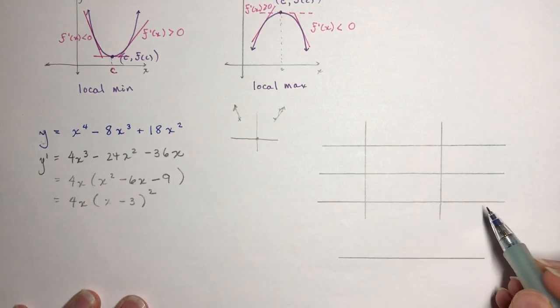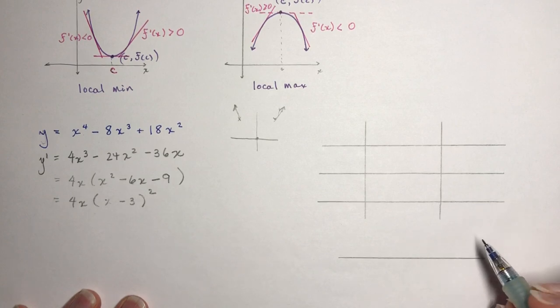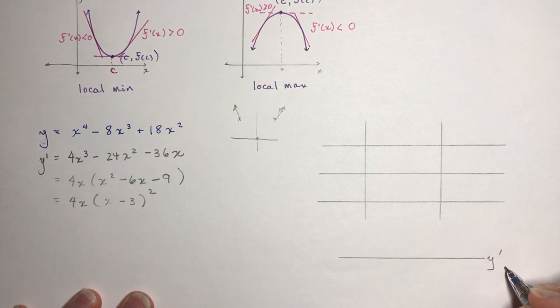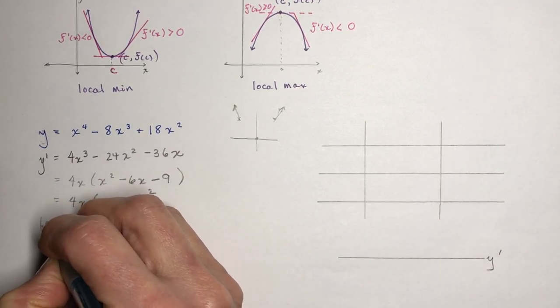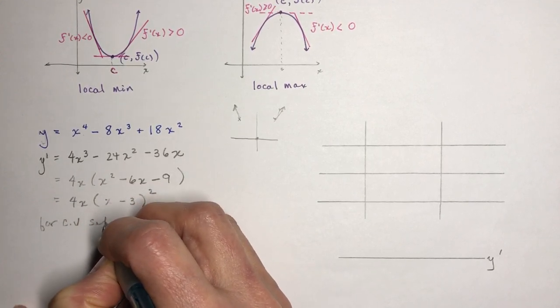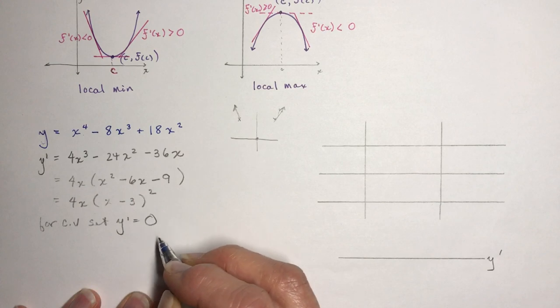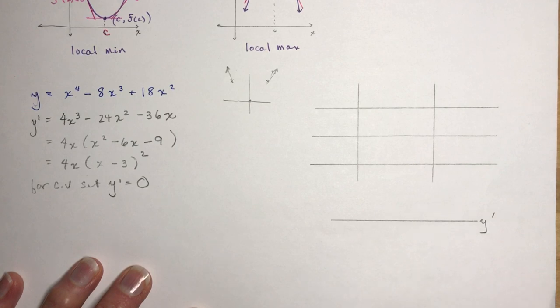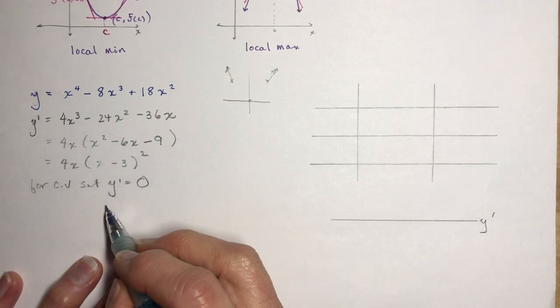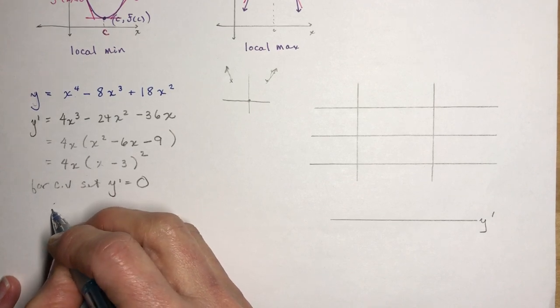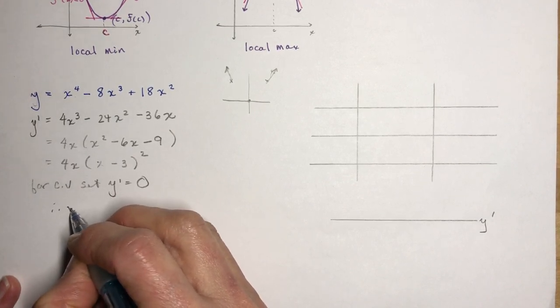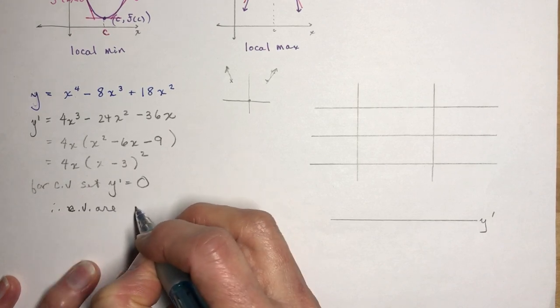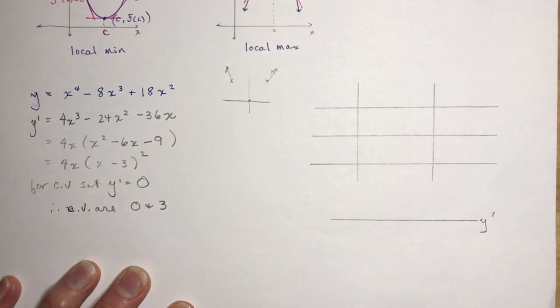So I'm going to show you the two methods for using first derivatives, and I showed you this one in the last video where you label the line y prime. We should probably say this, right? For critical value, set y prime equal to 0. It's really important that you state these things. I know it's kind of tedious. You do it over and over again, but just do it. It's worth a mark, probably would be in my class. So if you set this equal to 0, you'd say the critical values are 0 and 3. So these are places where we could have a local min or maximum.